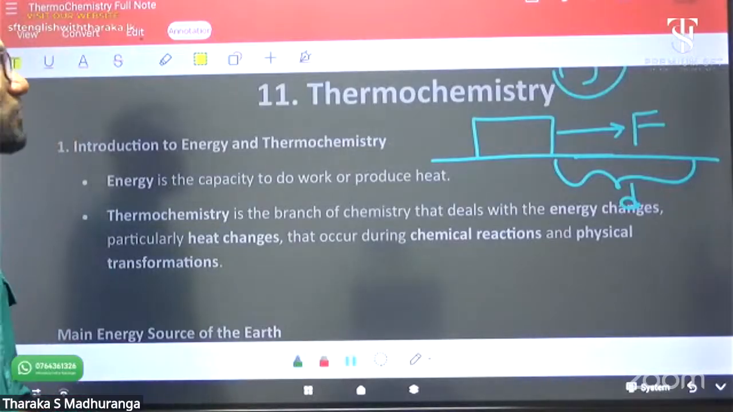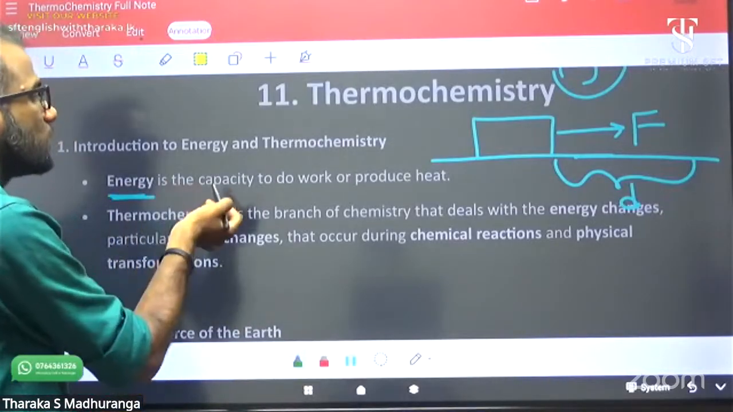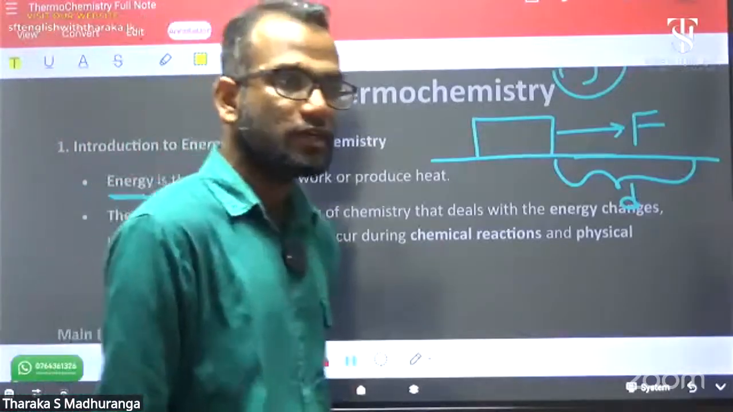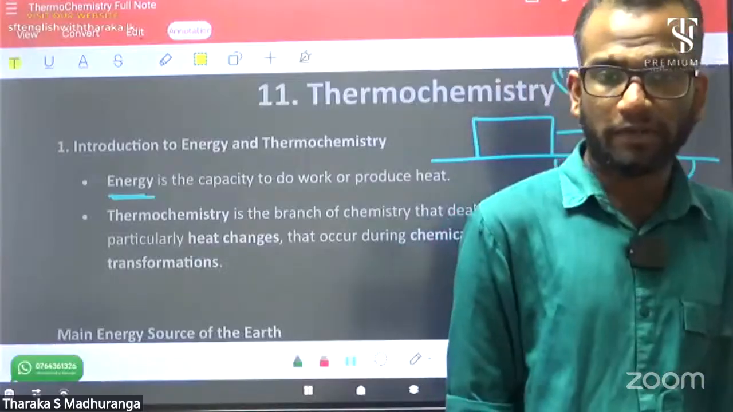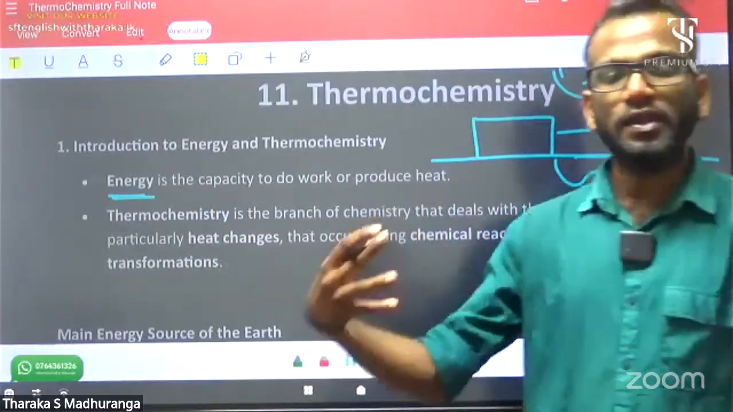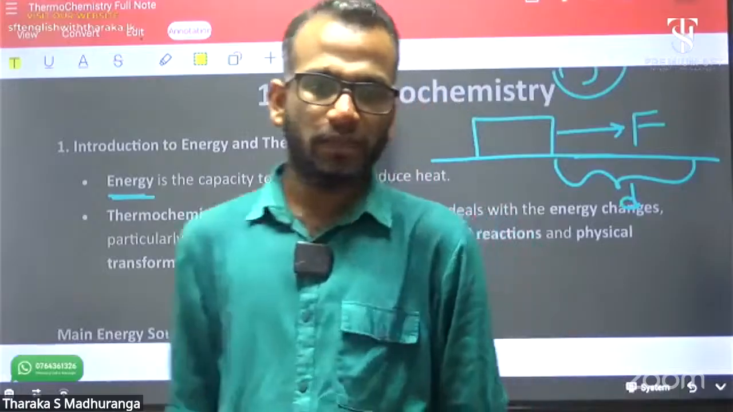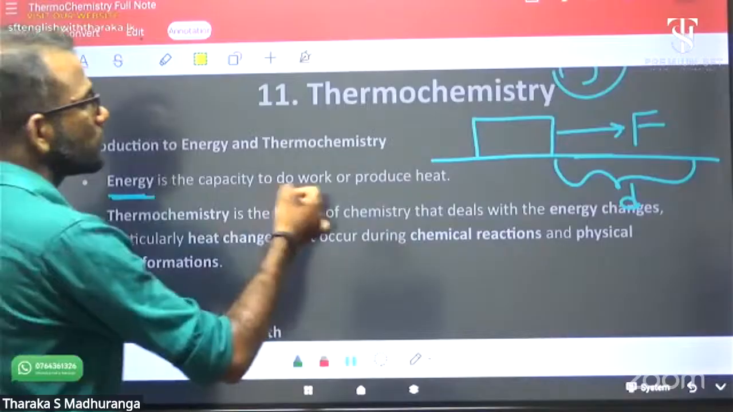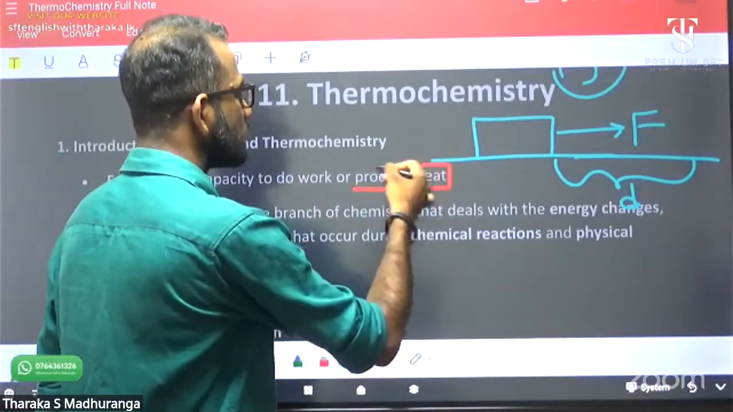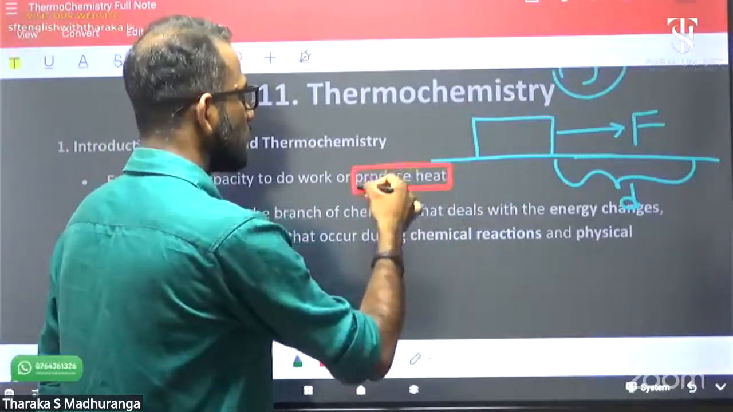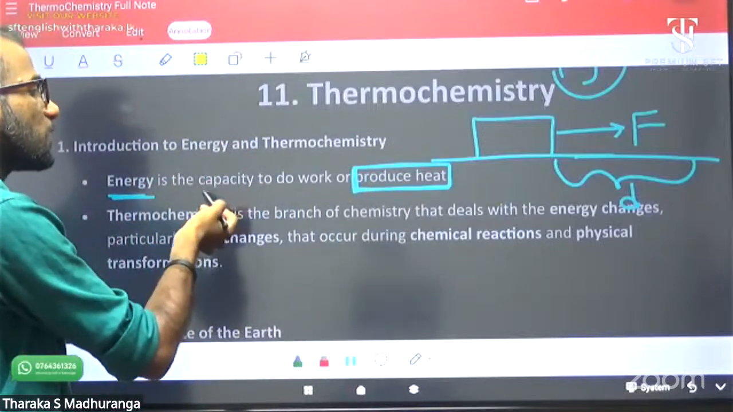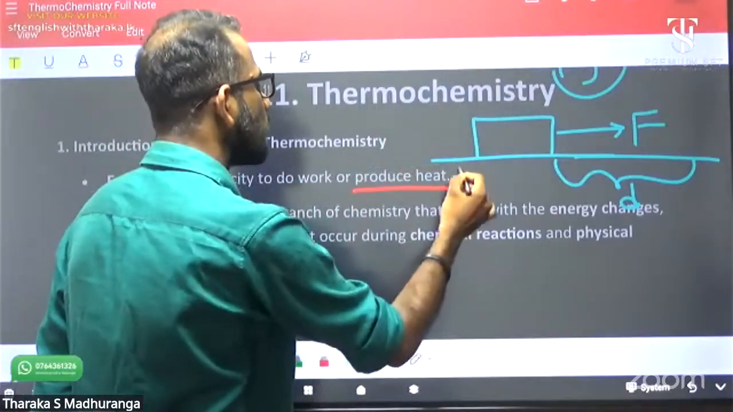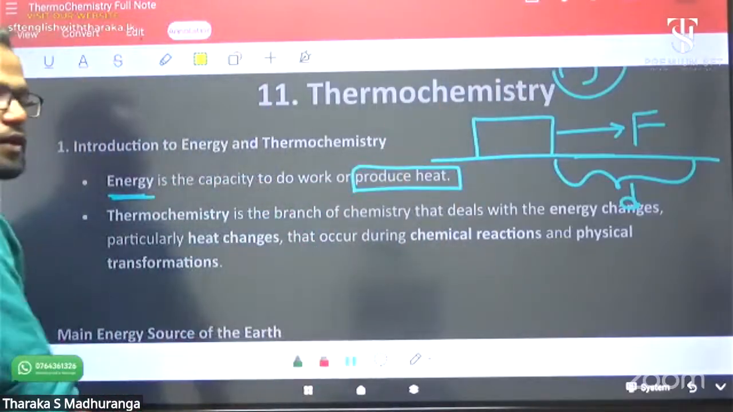Okay. Then what's the meaning of energy? Energy is the capacity of doing work. The energy I also explained in the work, energy, power lesson, right? Energy means the capacity of doing work, or the capacity to do work or produce heat. Now it has a specific new word: energy is the capacity to do work or produce heat. This produce heat part I will explain in the middle of this lesson.